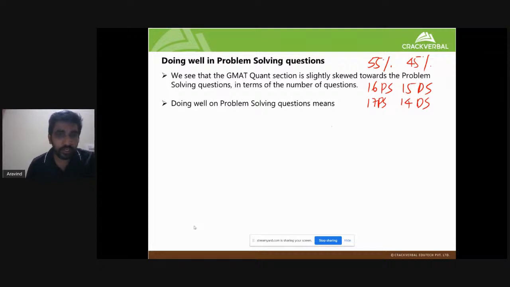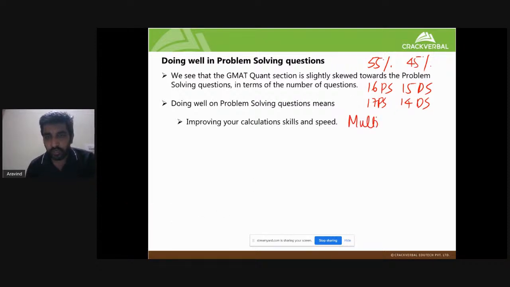So what does it take for you to do well on problem solving? Remember, in problem solving, there are 5 answer options, and you have to pick the one answer option that is correct. You have to go for the exact answer, right? Therefore, when you're looking at doing well on problem solving, you have to improve your calculation skills and speed, right? That is a no-brainer. So you'll probably have to remember some basic multiplication tables. That's again a no-brainer. If you can remember your multiplication tables from, let's say, 2 to 15, that will do your calculations a world of good.